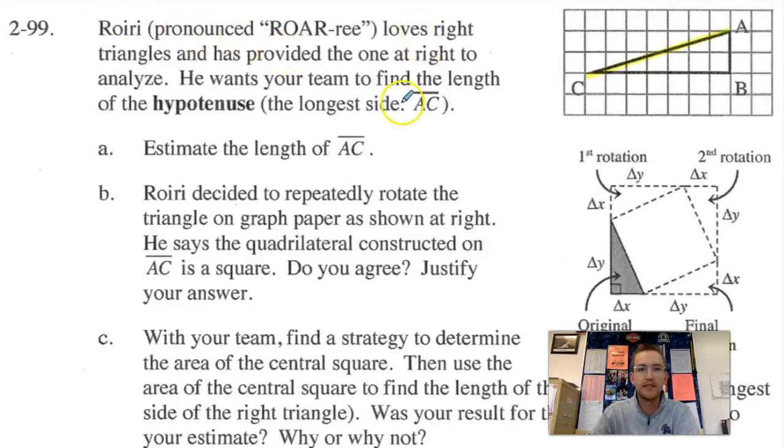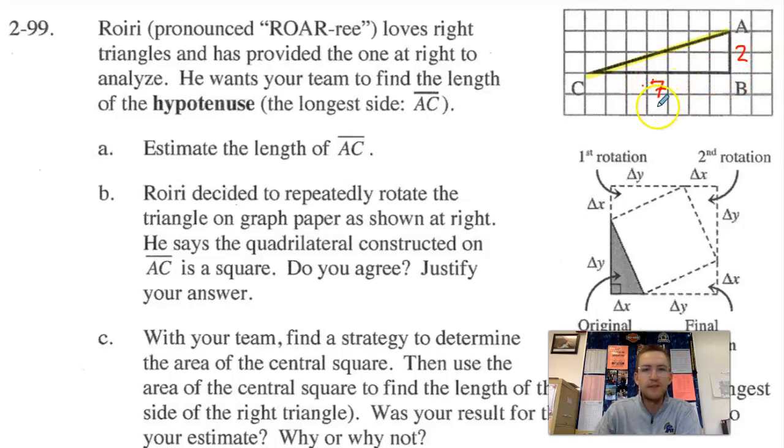First thing we want to do is estimate the length of AC, again, which is the hypotenuse. So before we do that, I want to label the other two sides of this triangle, and we can just count the squares for those. So AB is going to be 2 units, and then BC, if we count them as 1, 2, 3, 4, 5, 6, 7 on the bottom here.